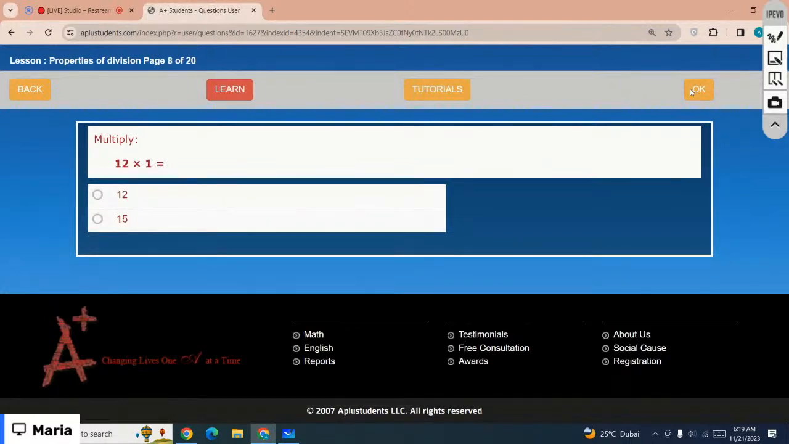Okay, multiply. 12 times 1 equals... 0 divided by any number is 0. And 1 divided by any number equals the same number, right? 1 divided by 12 is 12.